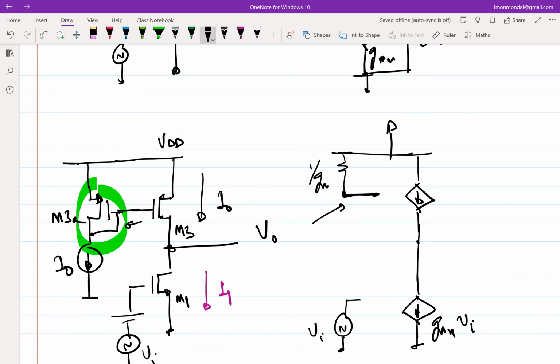Yes, which means this is V0, which means what is this? No. What is this GMP times VGS?